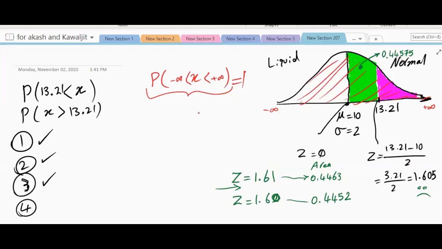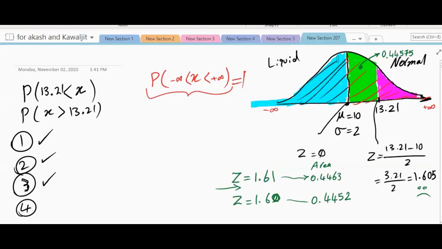Very good. So if that area is 1, then how much is this area? 1 minus 0.447. Do you see this blue area? From the midpoint to negative infinity, how much is this area? The area cannot be negative. It is 0.5. Why 0.5? It's symmetry. It's half of the curve. Yes, very good.